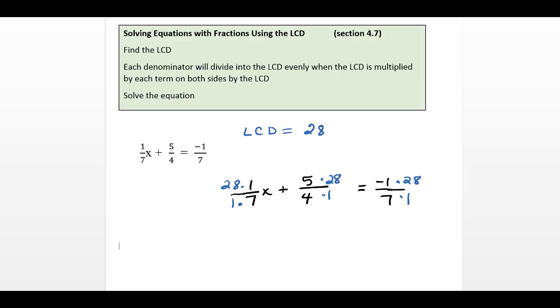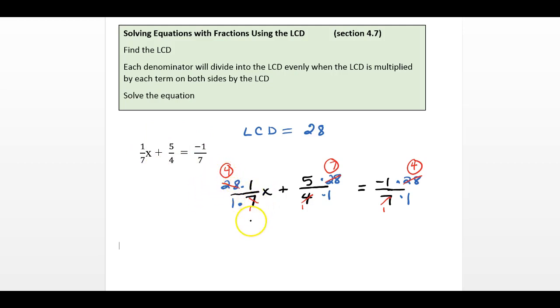The way we can tell that we're using the correct LCD is we should see that each denominator divides into 28 evenly. So let's start with the first denominator. 7 divides into 28 an even 4 times. For the next denominator, 4 divides into 28 evenly 7 times. And the last denominator, 7, divides into 28 4 times. Therefore, the equation changes from an equation with 3 fractions to an equation with no fractions.